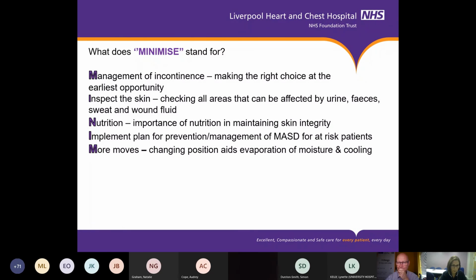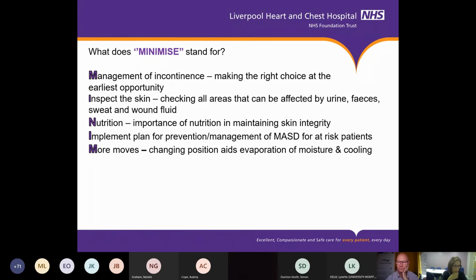I had a question a couple of weeks ago about a patient, what more can I do to help this patient, because she was a wheelchair-bound patient, and she had this recurring cycle of MASD, natal cleft, sacrum, buttocks, behind her thighs, so all the areas that are in contact with the chair.